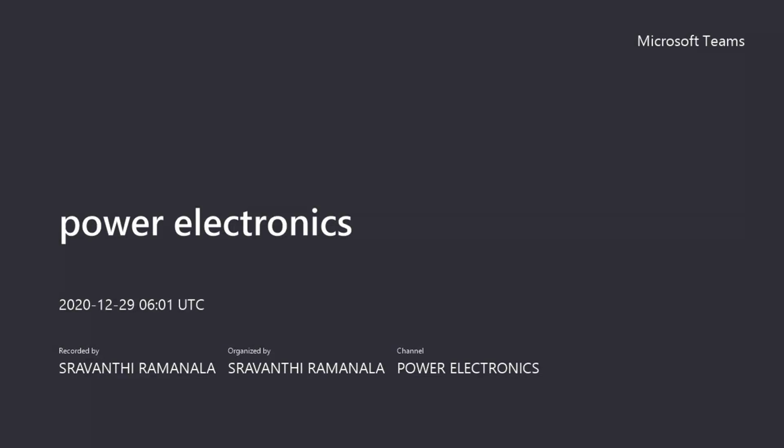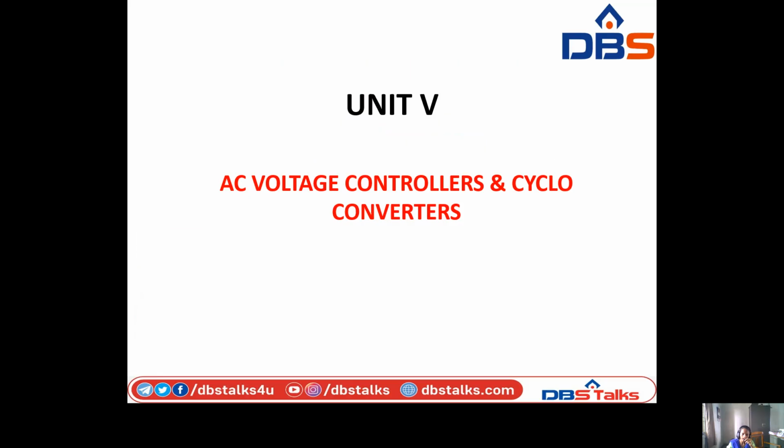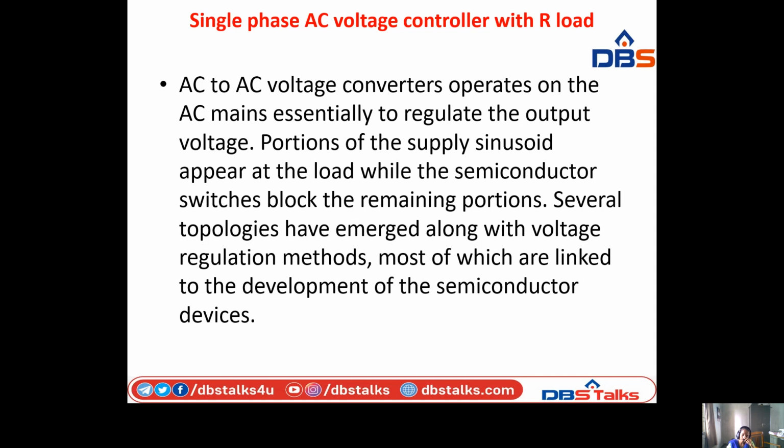So today our topic is power electronics, fifth unit. The fifth unit name will be AC voltage controller and cycloconverter. So AC voltage controller, the name itself tells that it controls the AC voltage. Here, by using a single phase AC voltage controller with R load, we can control the AC voltage.